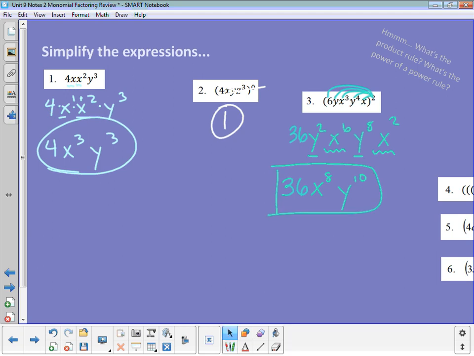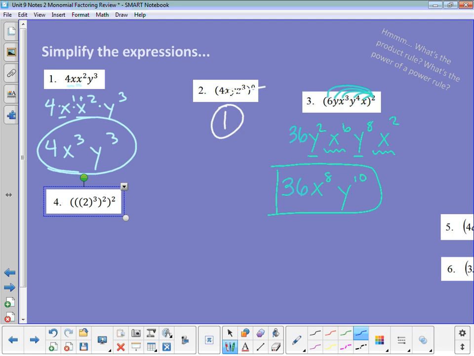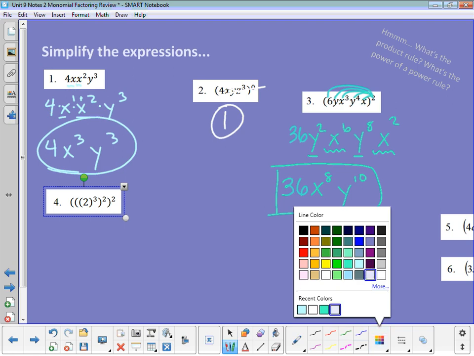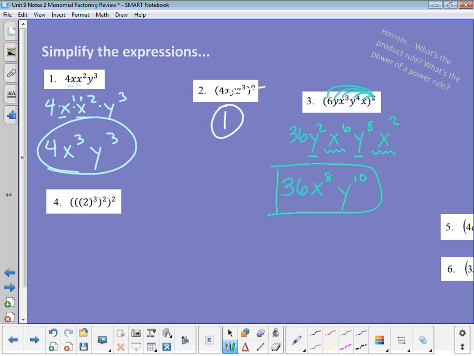Okay. Actually, let's look at number 4 together. In number 4, I have 2 inside, all raised to the third power, then the second power, then the second power. So what happens here is I need to multiply all 3 of those.